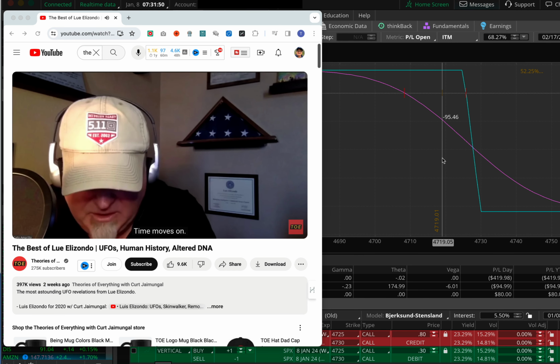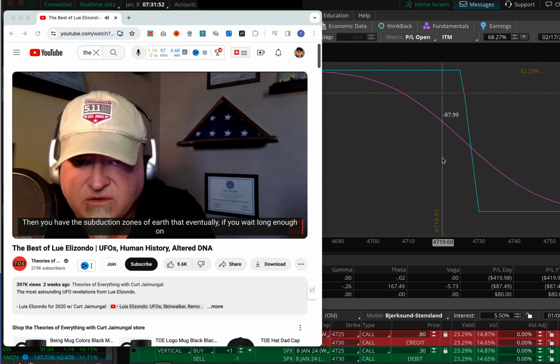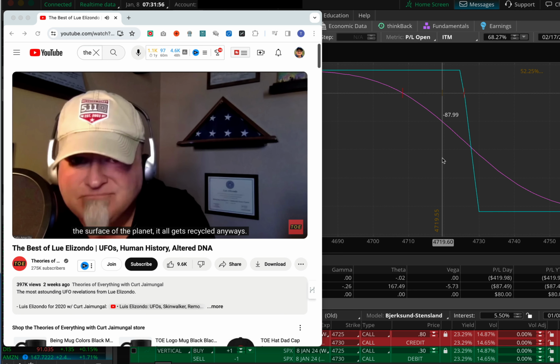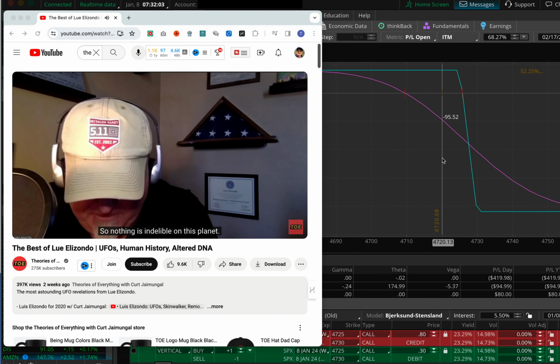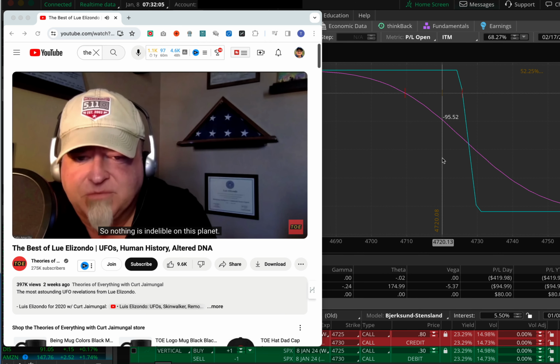Time moves on. Then you have the subduction zones of Earth that eventually, if you wait long enough, the surface of the planet all gets recycled anyways. It's all going to get sucked down into the mantle and spit out the other end as new land. So nothing is indelible on this planet.